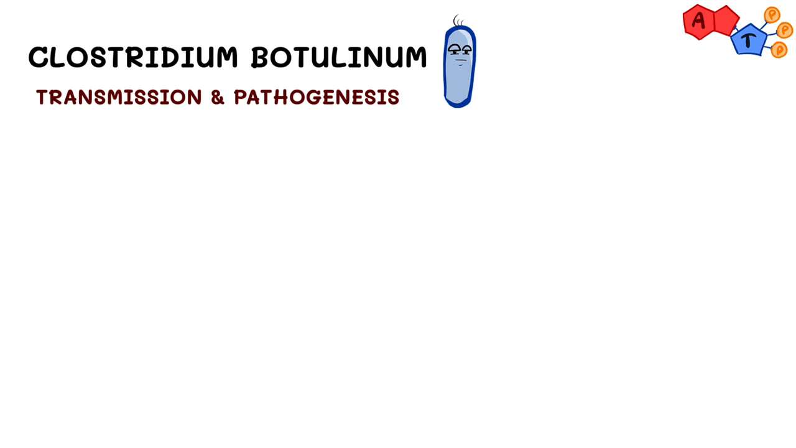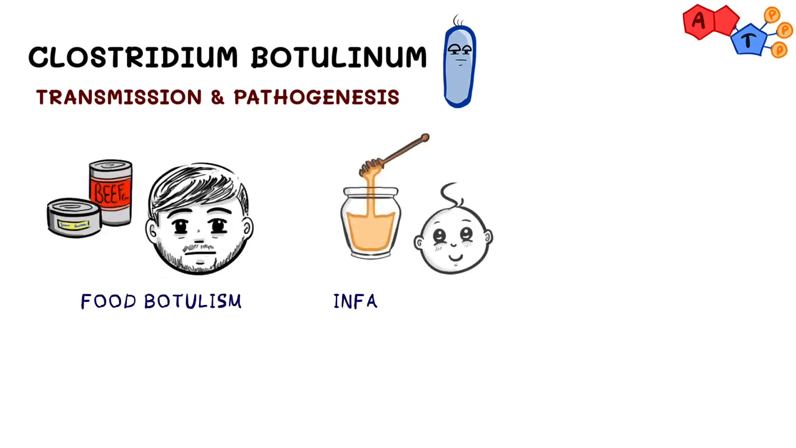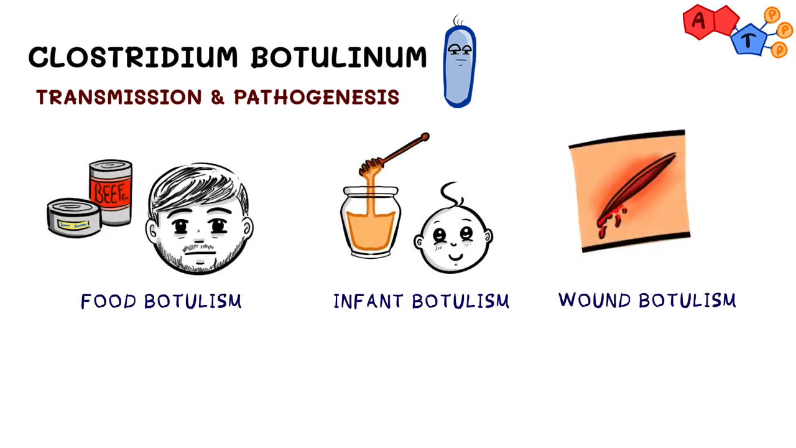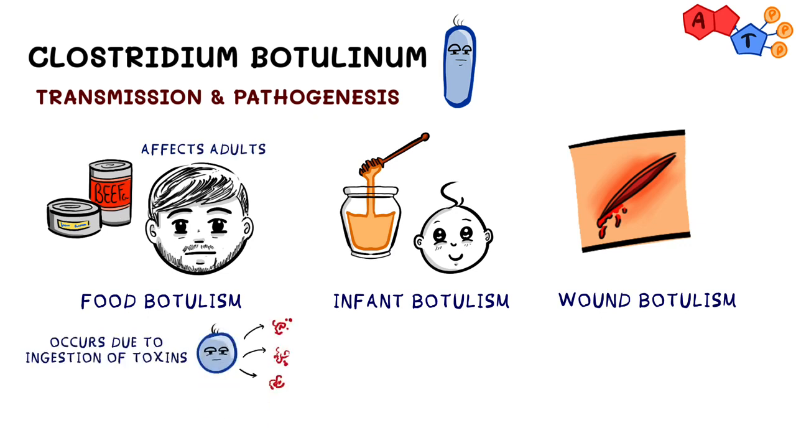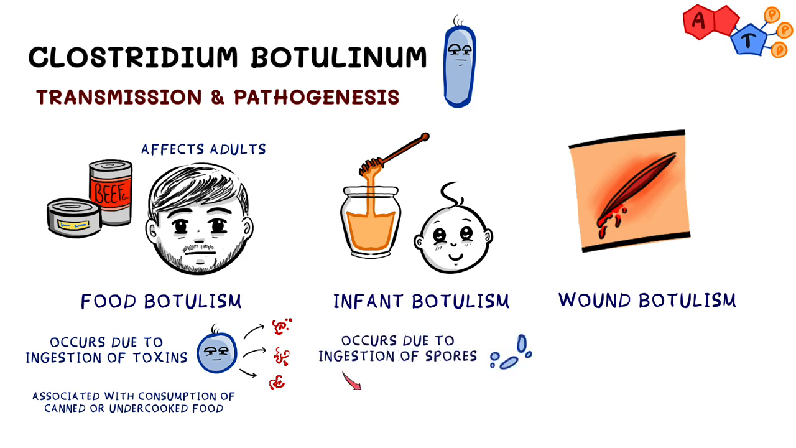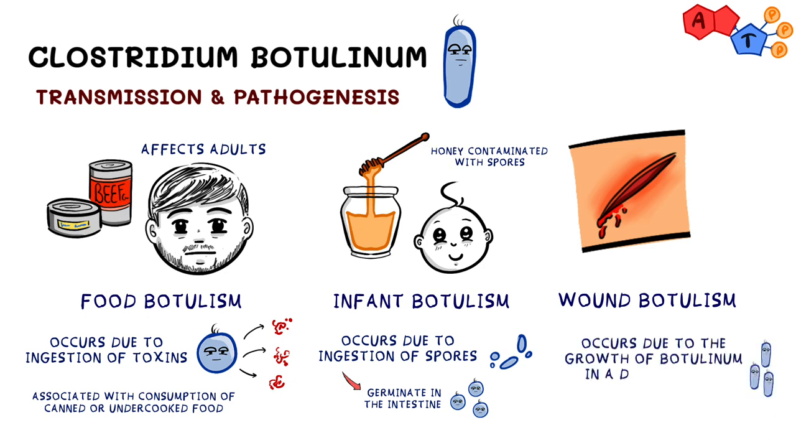There are three types of botulism: food, infant, and wound. The food type mainly affects adults, and it usually occurs due to the ingestion of toxins. A classic scenario would be a group of people who got infected due to consumption of canned or undercooked food. The infant type happens due to the ingestion of spores, which then germinate in the intestines. A classic scenario is an infant who has eaten honey contaminated with botulinum spores. Lastly, the wound type, which happens due to the growth of botulinum in a dirty wound.